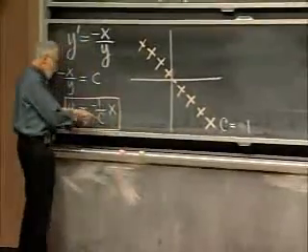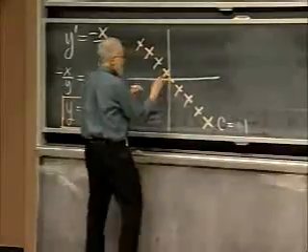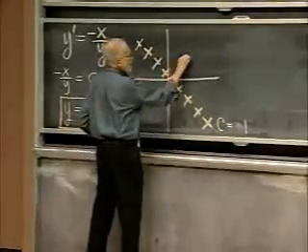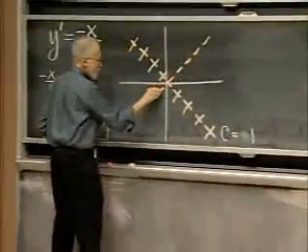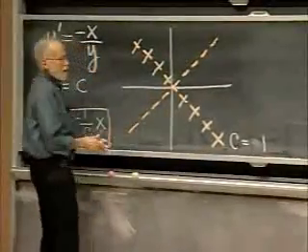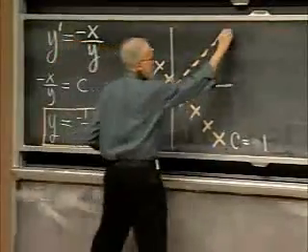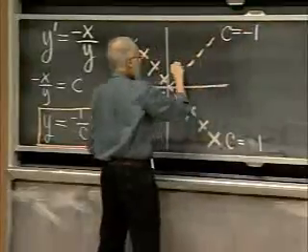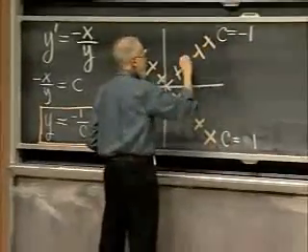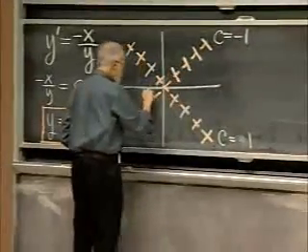If c equals negative 1, then it's the line y equals x. And so that's the isocline. Notice still dashed because these are isoclines and not solutions. Here c is negative 1, and so the slope elements look like this. Notice they're perpendicular.